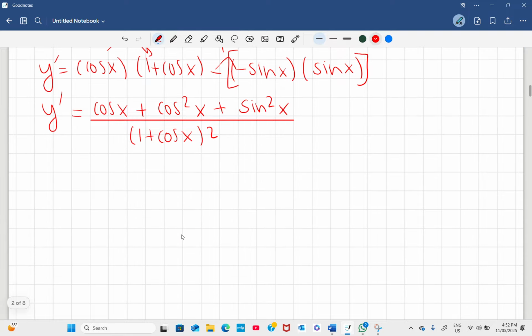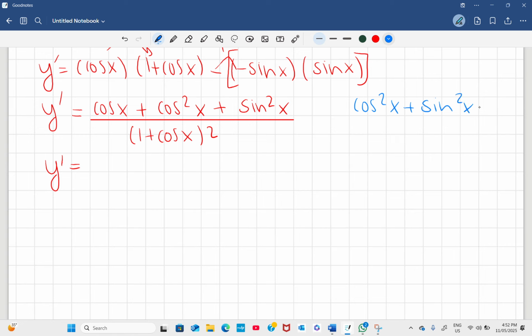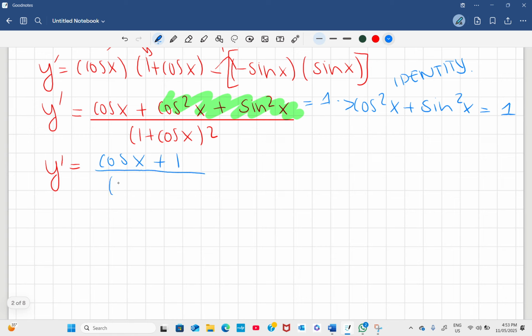Now we have an identity which says cosine squared x plus sine squared x is always equals to 1. This is an identity. So this is gonna become equals to 1. So I'm gonna get cosine x plus 1 all over 1 plus cosine x all squared.